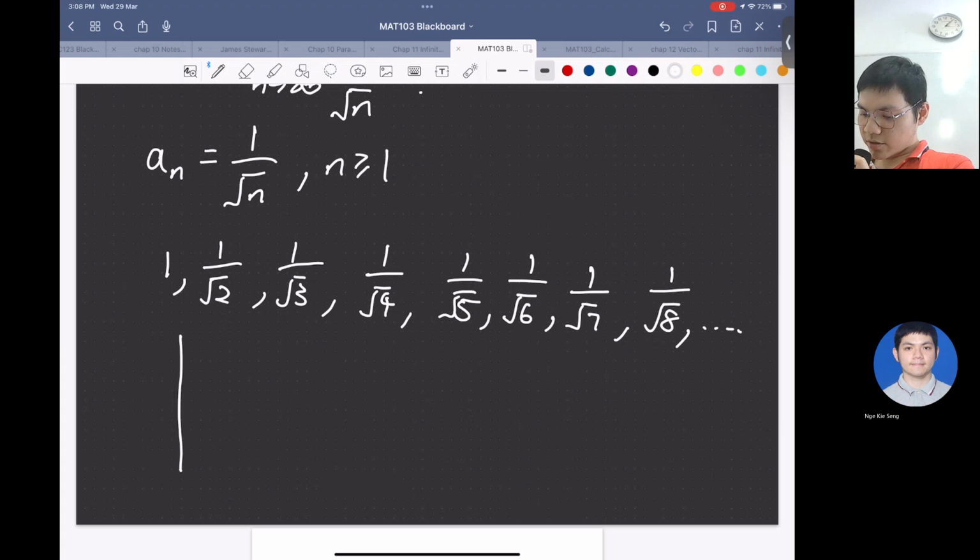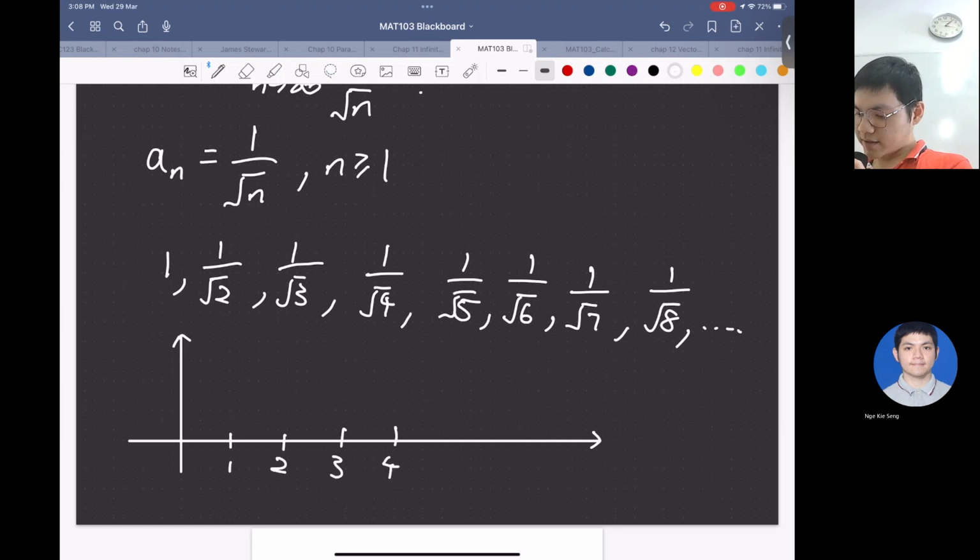What we have done previously is we try to plot this sequence and then see what it approaches. You start from 1, then 1 over square root 2, maybe here 1 over square root 3, and so on. Seemingly it is approaching 0.